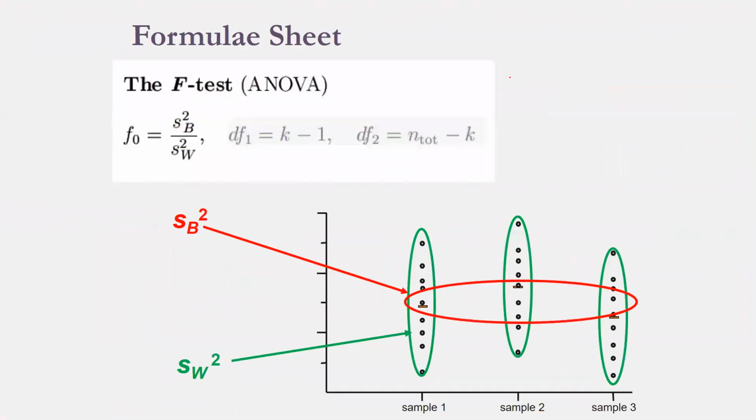So on your formula sheet, you do actually have a formula for F0, S squared B over S squared W. So S squared B is that measure of the between group variability. So that's shown by the like red oval. So you can see each group's mean there. So S squared B is a measure of how varied or how much space there is between those three means. But we compare that to the within-group variability, which is how spread out the data is within the group. And that's like shown by the green ovals.